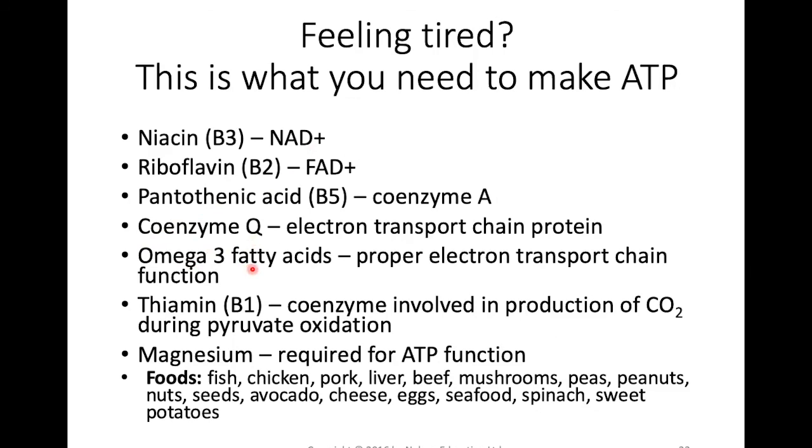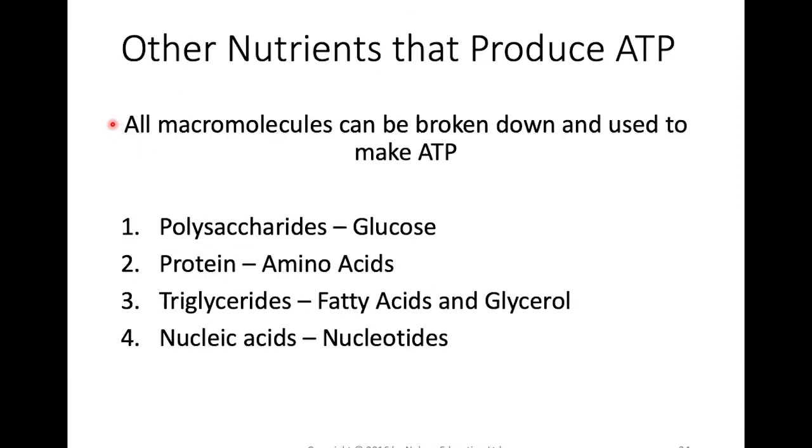inner mitochondrial membrane. Now, we focused a lot today on looking at glucose and how glucose can then be utilized to produce these 38 ATP per molecule. But we know we can also utilize all of our other macromolecules, specifically the monomers, to be able to then break those down further and metabolize them to be able to make ATP as well.